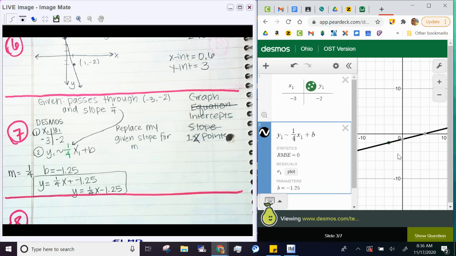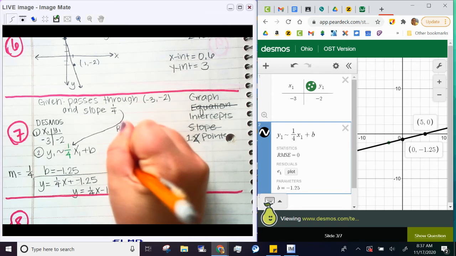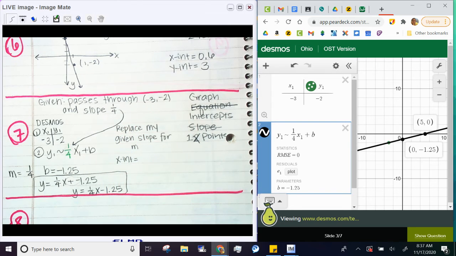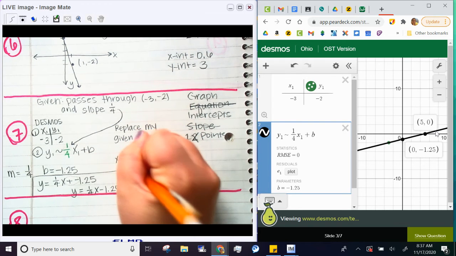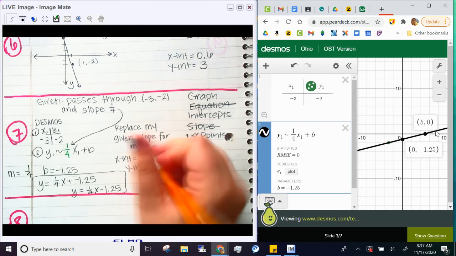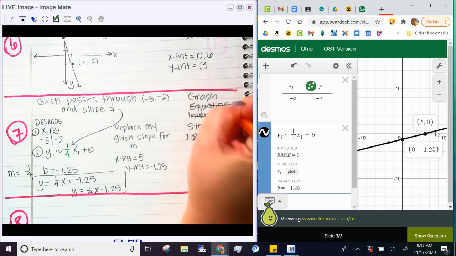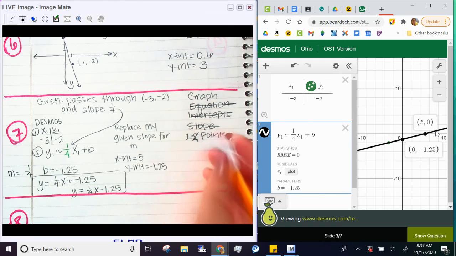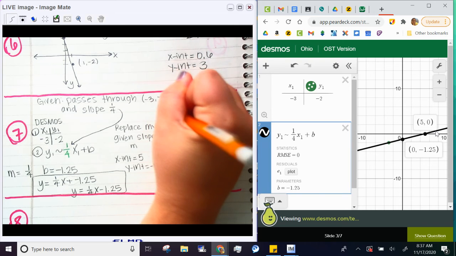Now that I've got my equation, I've got my intercepts. Okay, so I know my x-intercept this time is where it crosses the x-axis, so that's the 5. And my y-intercept is the -1.25. That's also b, remember? Okay, I've got 2 points because another point I've got is my x-intercept (5, 0).